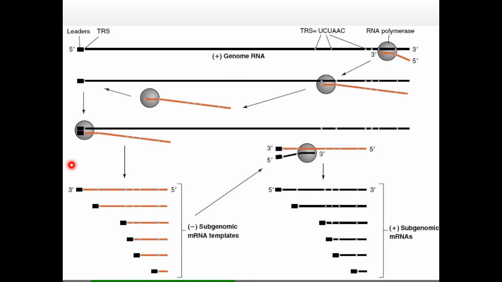These all get translated into protein, with the vast majority being the very last protein here, which is the most abundant of the proteins that you're going to find in the rest of the genome.